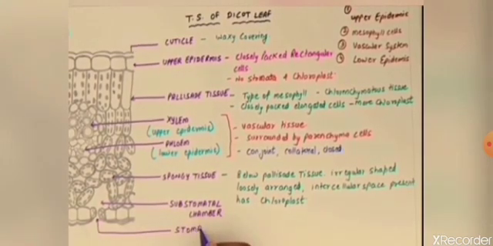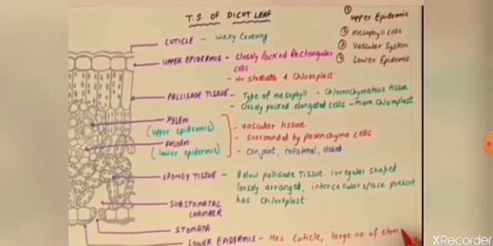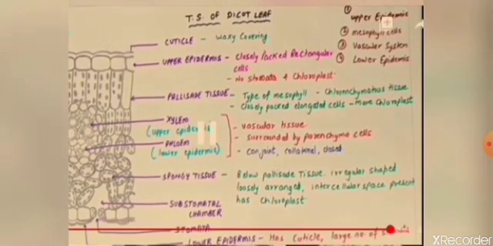So this is stomata. Stomata is present in the underside of the leaf. So you have a large number of stomata here in the lower epidermis. This is the lower epidermis. So lower epidermis has cuticle as well as a large number of stomata. Stomata helps in gaseous exchange.